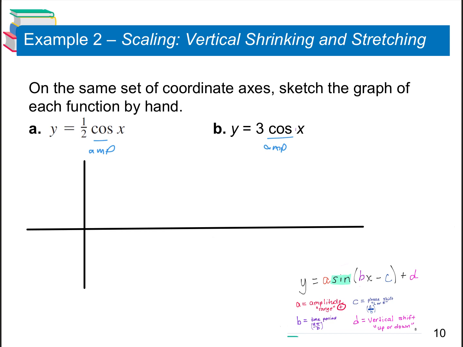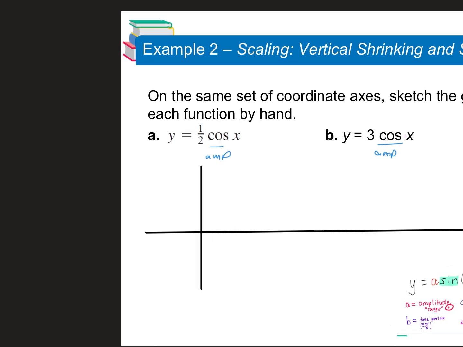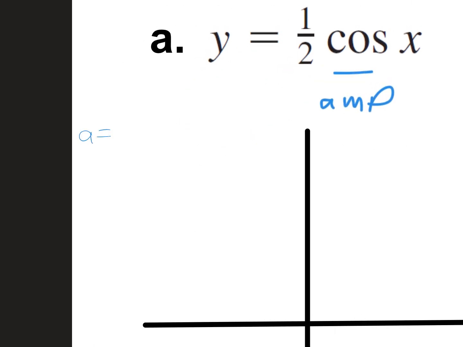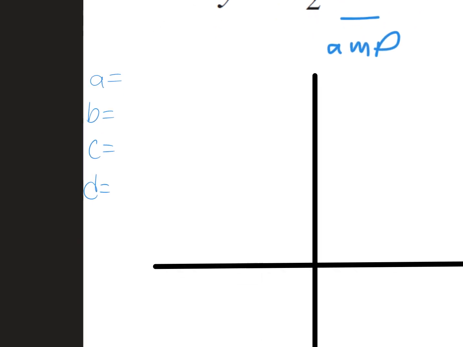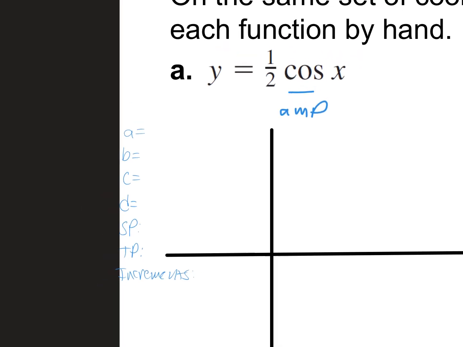Now, we're going to go through and find A, B, C and all that stuff. I'm going to find it for one of them, and then you'll see that everything is basically the same for both of them because there's no shifts anywhere. But for letter A, let's find A, B, C, D, our starting points, the time period, and the increments. Whoa, that's not even close to how you spell increment. Okay, cheat sheet right next to you so you can keep looking at everything.